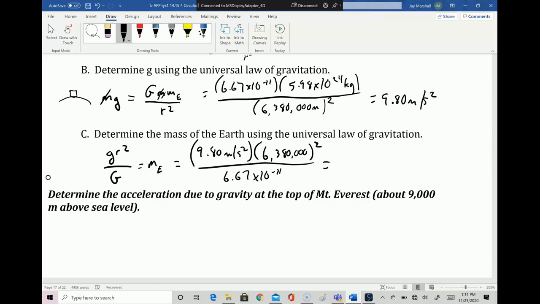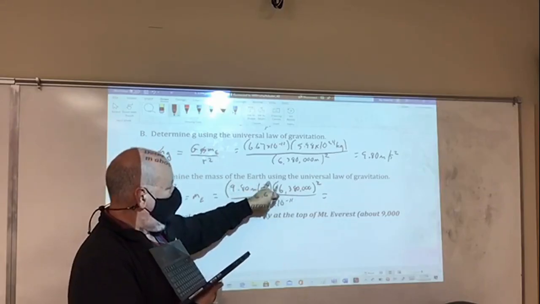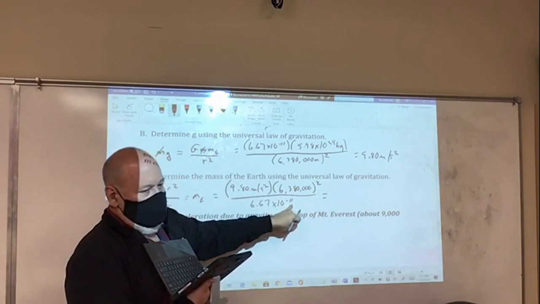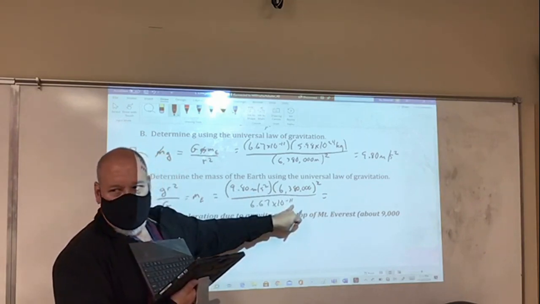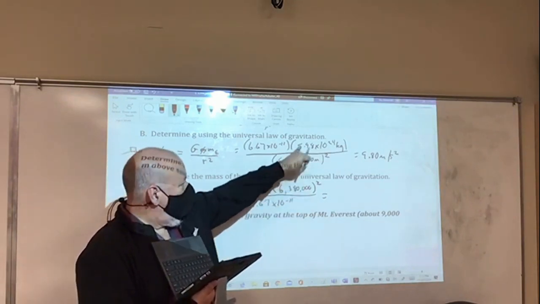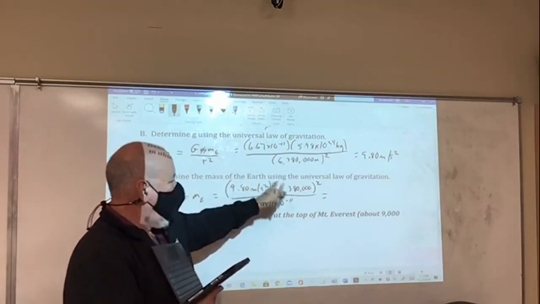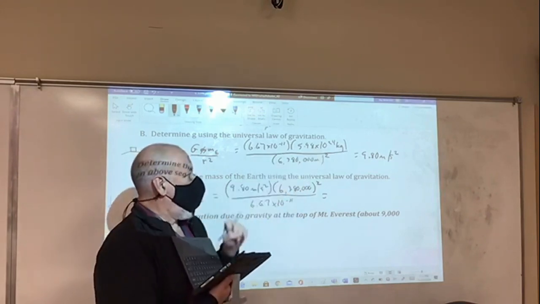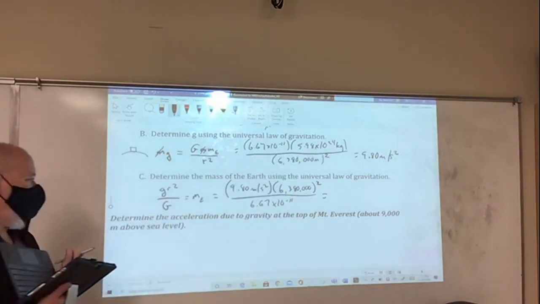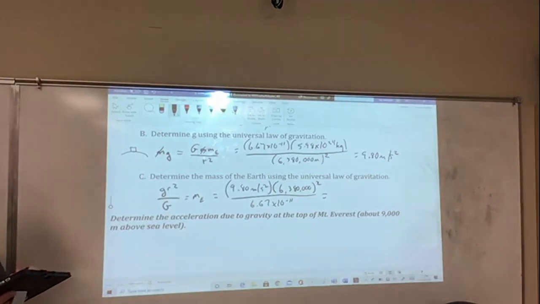And you can think about it this way. This is 6 times 10 to the 6th. So 10 to the 6th squared is 10 to the 12th, times the 10 to the 1 from the 9.8 gives 10 to the 13th, divided by 10 to the negative 11th. That's going to give you 10 to the 24th. 10 to the 13th minus negative 11 will give you 24. Yeah, that's what I thought.